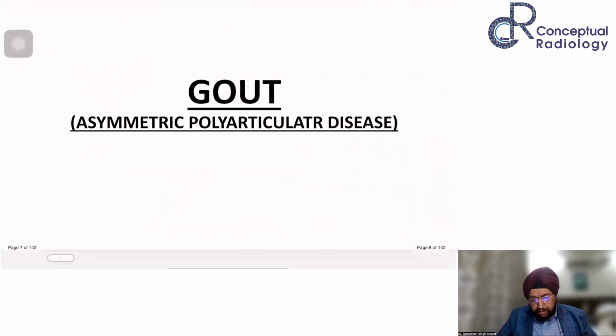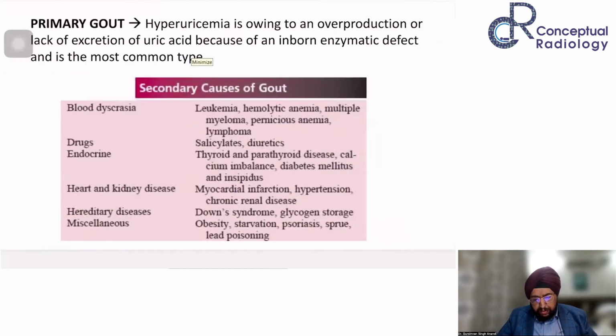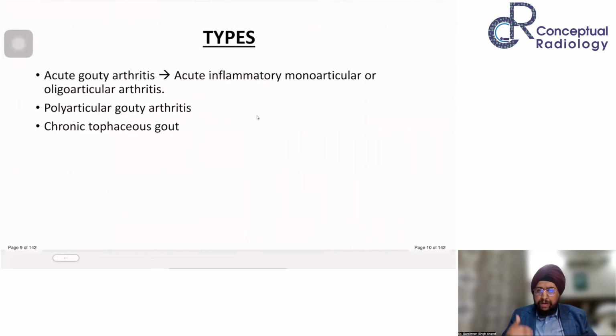So let us start with gout, one of the most important metabolic disorders. Now, gout can be primary or secondary, this we all know. Primary gout is basically because of the lack of excretion of uric acid because of an inborn enzyme error, while there can be many secondary causes of gout. But here, what we are concerned with is the radiological features of gout. Three types of presentation can be there.